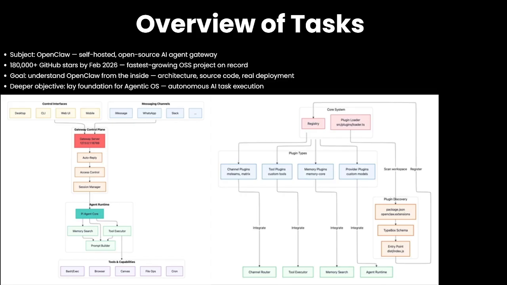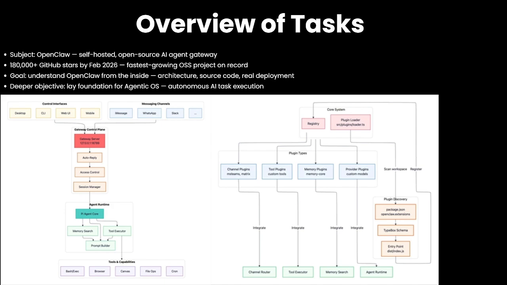Overview of tasks. The core objective was to understand the OpenClaw platform from the inside, analyzing its internal architecture, component relationships, and how requests are processed end to end. The deeper goal was laying the technical foundation for an agentic OS, an operating system layer where AI agents act as autonomous executors of tasks, coordinating tools, memory, and external services without constant human intervention.